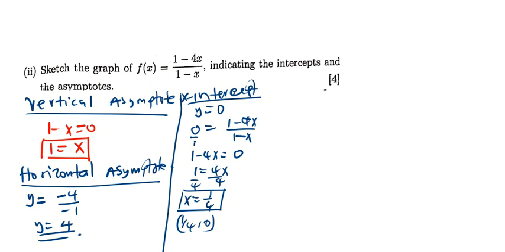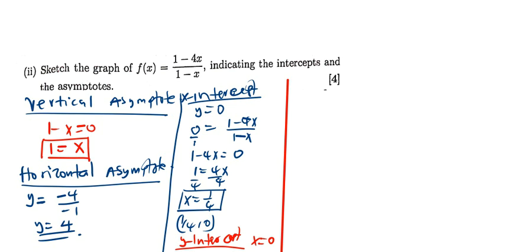Let us go ahead and also find the y-intercept. To find the y-intercept, x should be equal to 0. Meaning, from this function that we have, y will be equal to 1 minus 4, where there is x we put 0, over 1 minus 0. So y is equal to 1 divided by 1, which is 1. So we have 0 comma 1. This is our y-intercept.